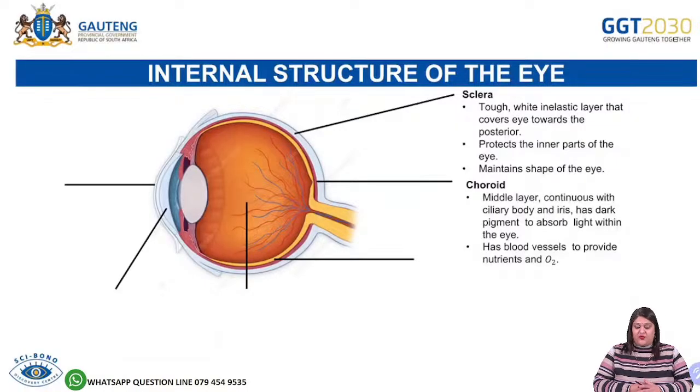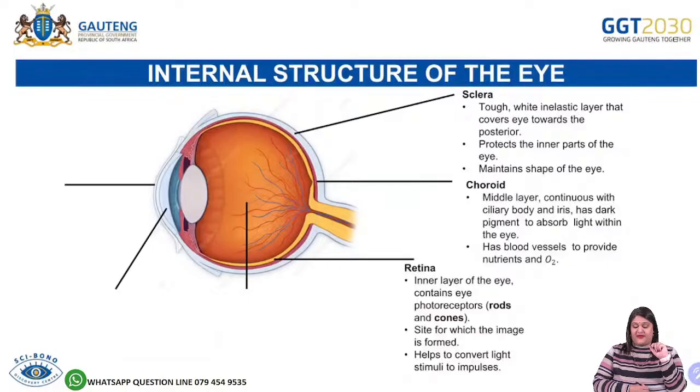Then we've got the choroid, that is the middle layer. So there are three layers: the sclera, the choroid, and the retina. I'm going to bring them all up now. The sclera is the one that I said is tough, white, and inelastic. The choroid is the middle layer. It's continuous with the ciliary body and the iris. When we get there, I'll remind you about that to show you where those parts are.